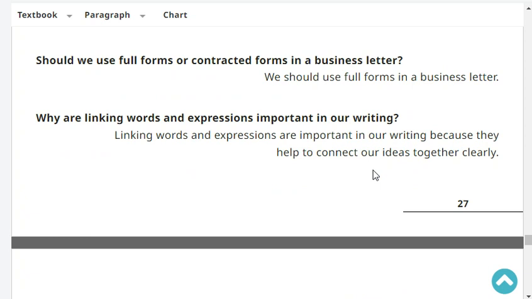Should we use full forms or contracted forms in a business letter? We should use full forms in a business letter. Very good.